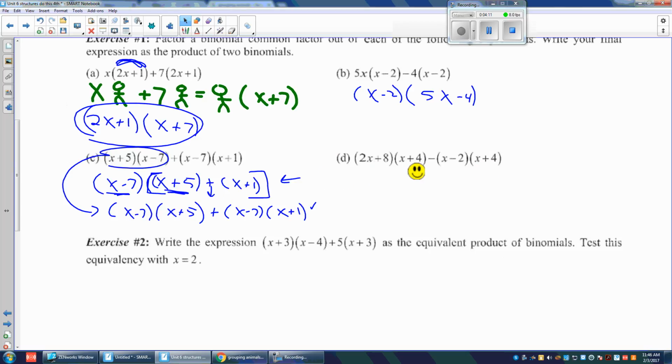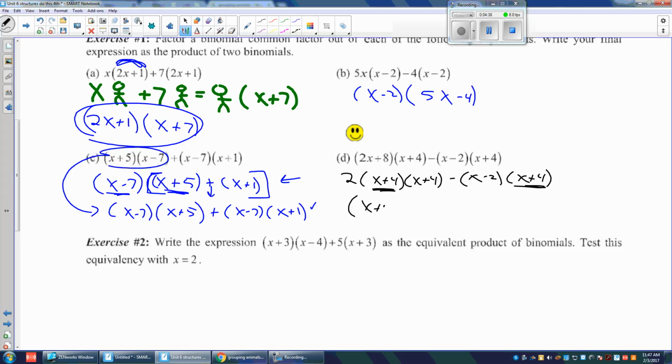If we pull out the x plus 4 and you're looking at this and you're saying there's something hiding in there, there's a factor hiding in there. I'm just going to rewrite that because I saw that there was another x plus 4 hiding in there. So that's what I jotted down. Let's take this a little slow. I'm going to factor out an x plus 4, so I have x plus 4. And what am I left with? I'm left with a 2. I'm left with an x plus 4. I'm left with a minus x minus 2.